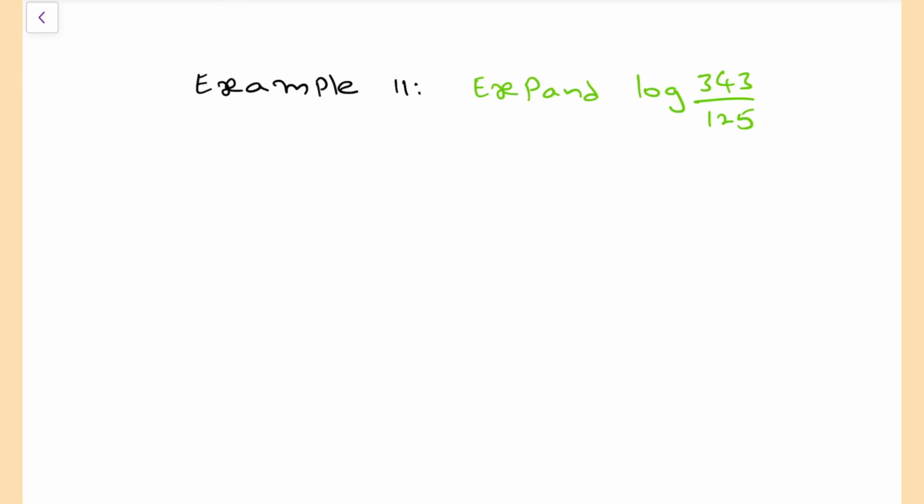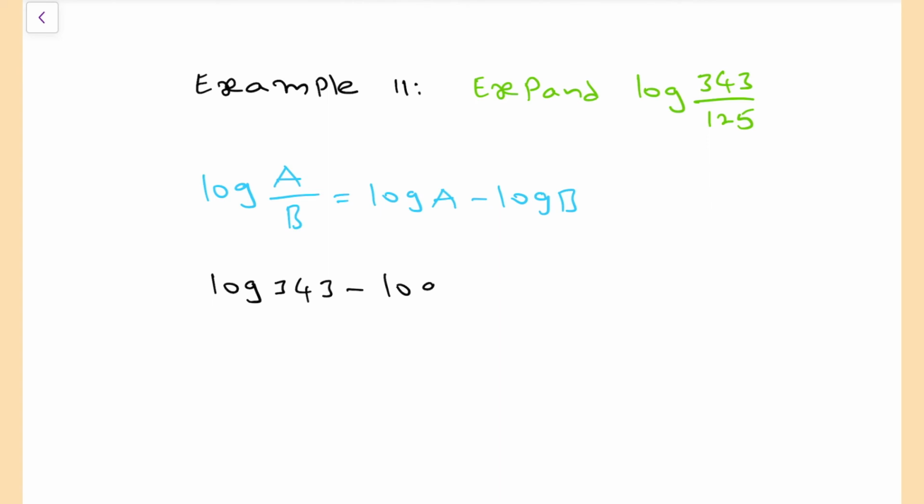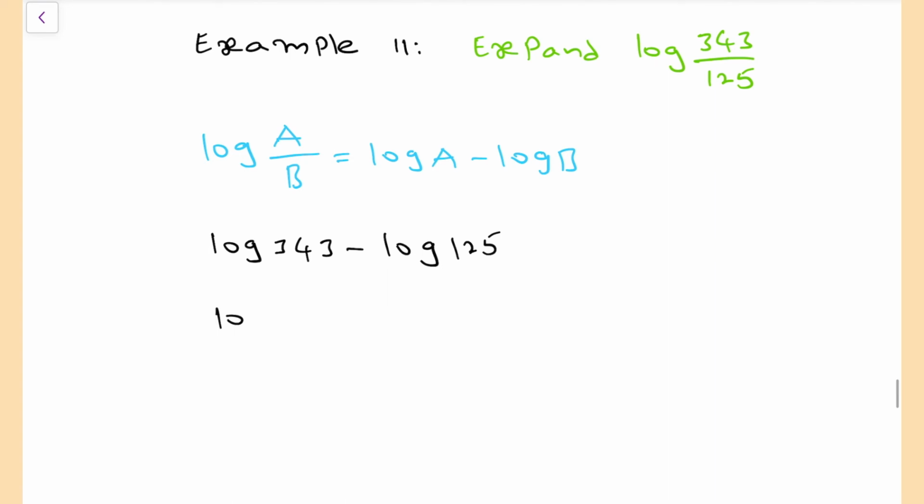Expand log 343 divided by 125. So we have one formula in logarithms: log a by b equals log a minus log b. In logarithms, if division is there, we write it as subtraction. So log 343 by 125 can be written as log 343 minus log 125. Next, 343 is 7 cube, minus log 125, which is 5 cube.